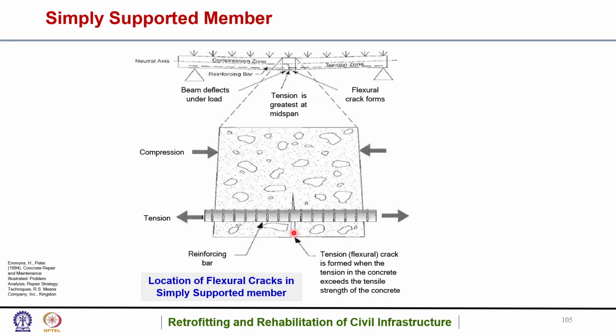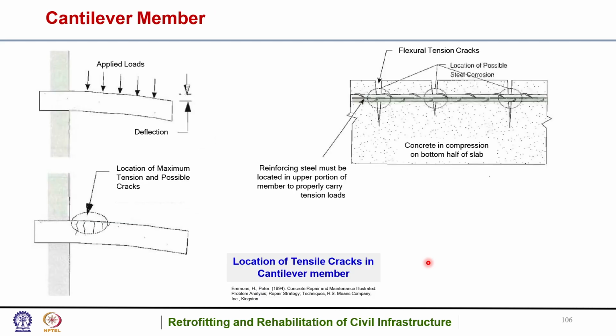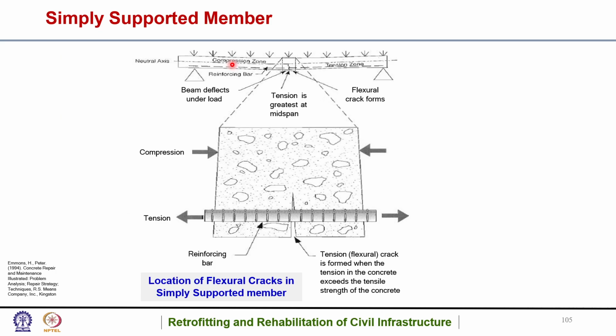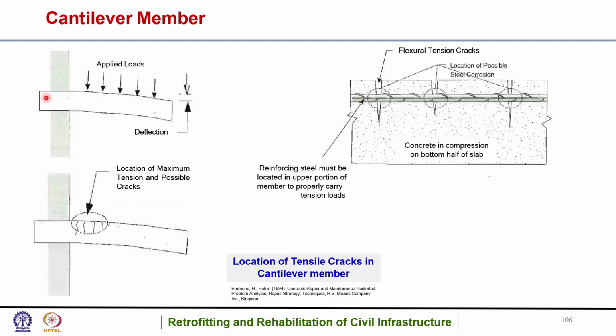Okay, so then the flexural or tensile crack is formed, and this is the part. So this is the location of flexural cracks in a simply supported member. In the case of a cantilever member, however, it is the opposite. Here the tensile zone was the lower section; however, here it will be the above section.